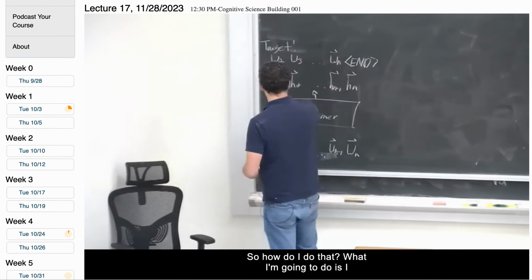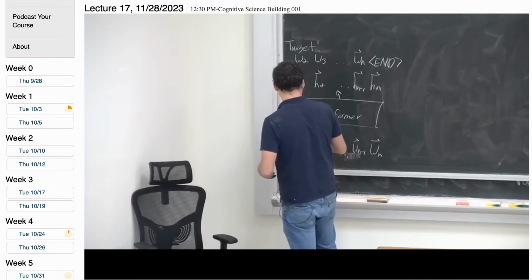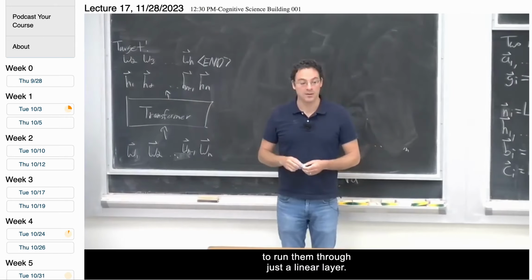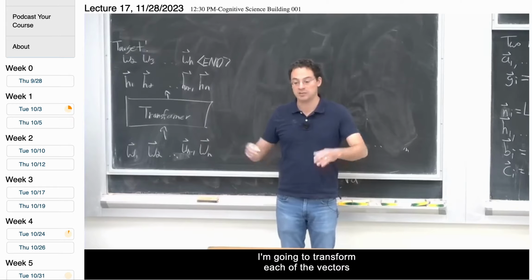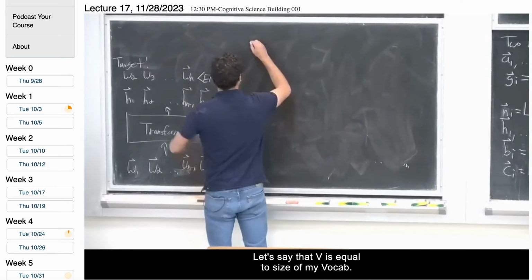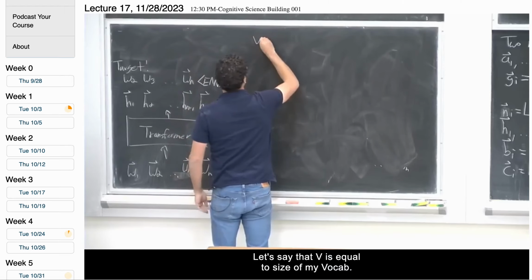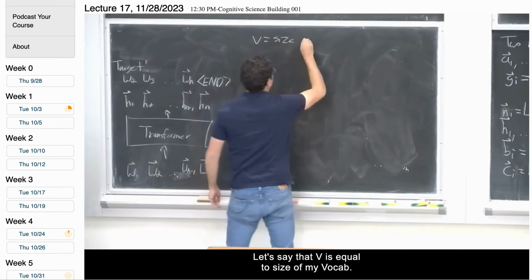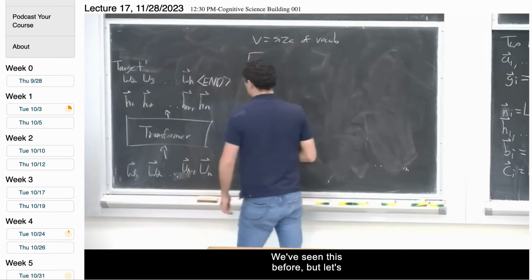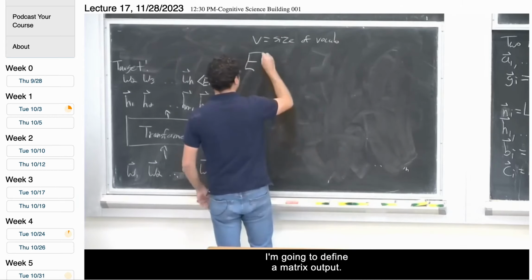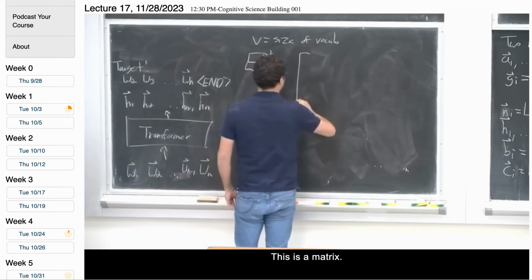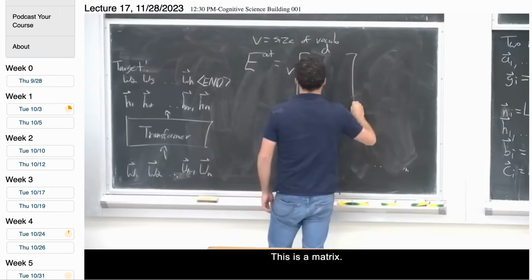What I'm going to do is take each of these vectors h_i and run them through just a linear layer. I'm going to transform each of the vectors into a vector that's the size of my vocab. So let's say that V is equal to the size of my vocab. Let's define a matrix. We've seen this before, but let's remind ourselves how this works. I'm going to define a matrix E_out. So this is a V by D matrix.